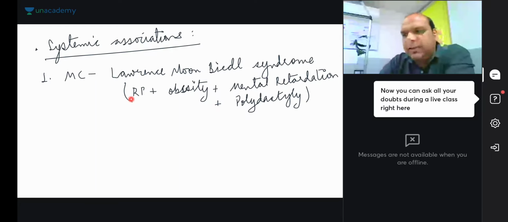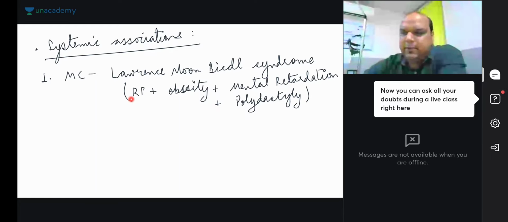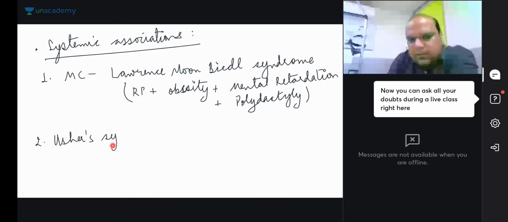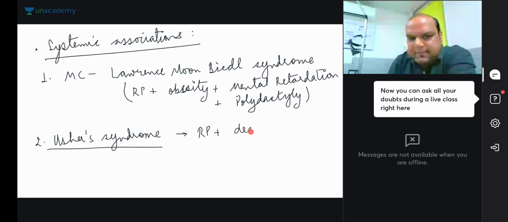Okay, everybody, that is what occurs in Laurence-Moon-Biedl syndrome. I hope you don't have any confusion again, everybody. This should be absolutely clear to all of you. Right now, next important one, as I just mentioned, is Usher syndrome. This is not the most common. Please, this is not the most common. This is retinitis pigmentosa plus deafness.